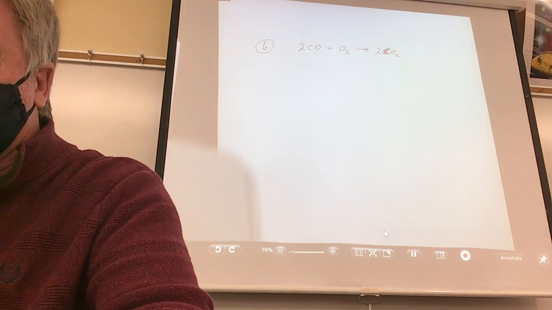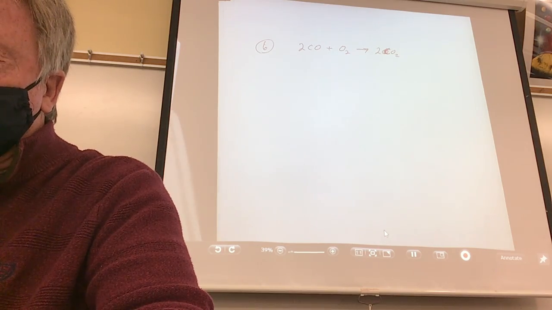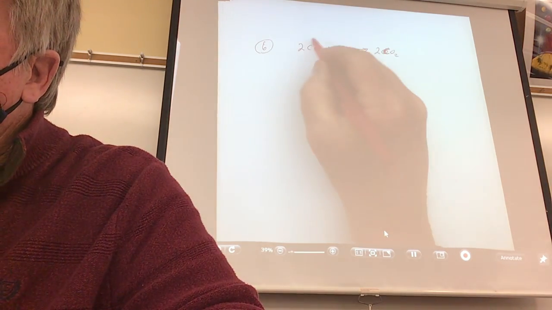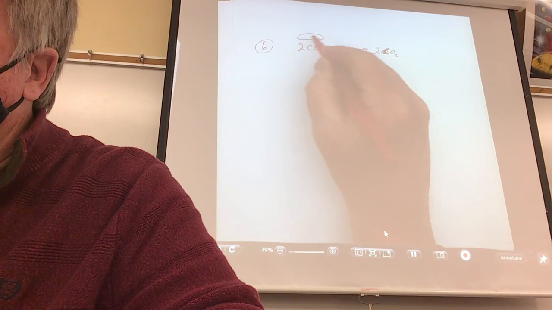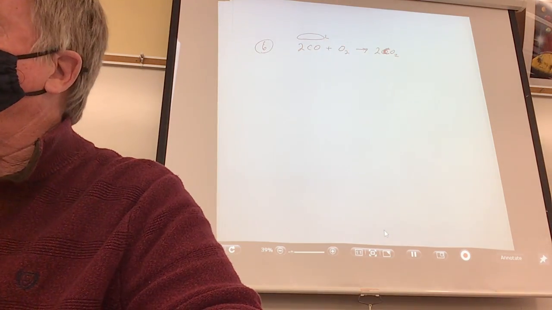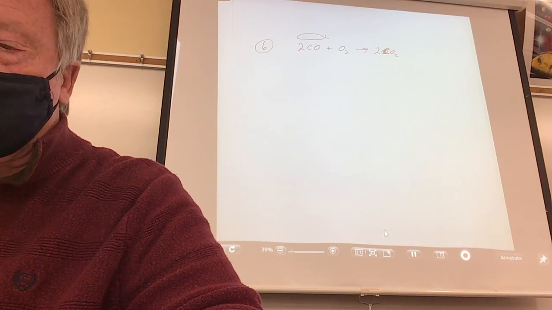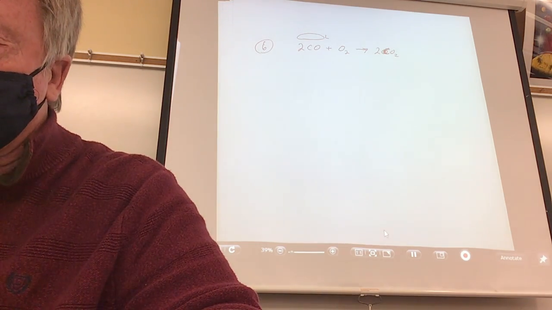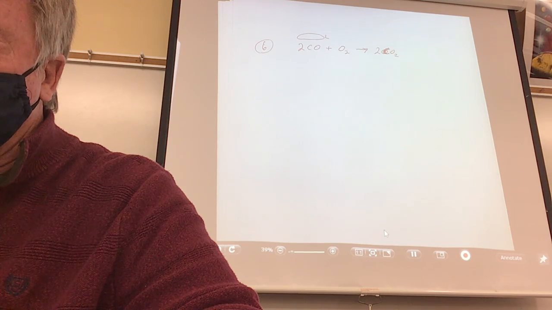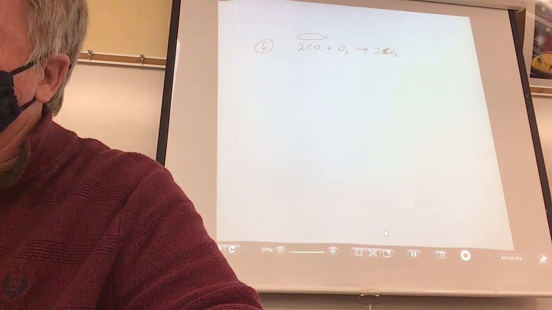So I'm going to read number 6. How many liters of carbon monoxide? Well, first of all, liters is not moles. So I'm going to put it up here. Anything that's not moles, you're going to go up high. How many liters of carbon monoxide at STP are needed to react with 4.8 grams of oxygen gas?